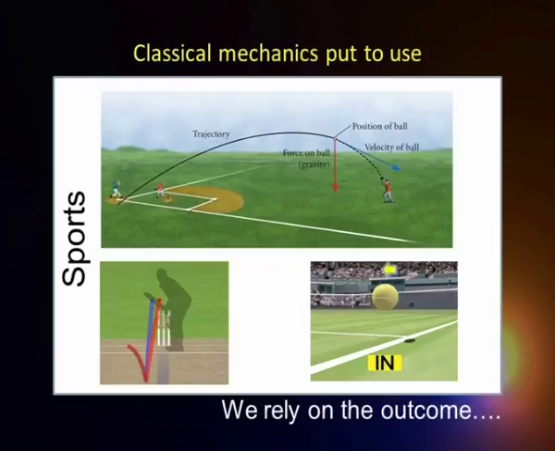The same thing happens in tennis as well. So, there are 3 instances from sports where we know that we can put classical mechanics to use, and we have reasonably good faith in the outcome of such predictions. We can take certain more examples.